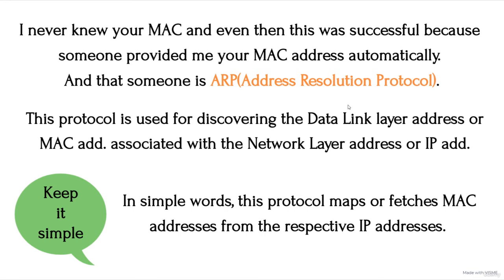Once the ARP message finds the MAC address associated with that IP address, it tells the user the MAC information is found, and the user can use that information to send the message to that node. So this is the job of the Address Resolution Protocol, and it is self-explanatory. It resolves the address, and hence it is known as the Address Resolution Protocol. In simple words, this protocol just fetches the MAC address from the IP address.